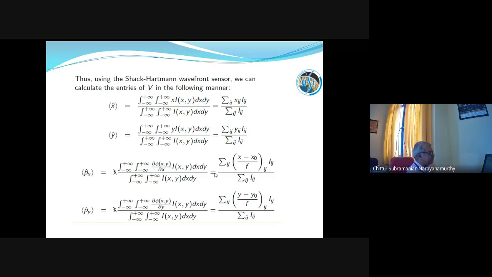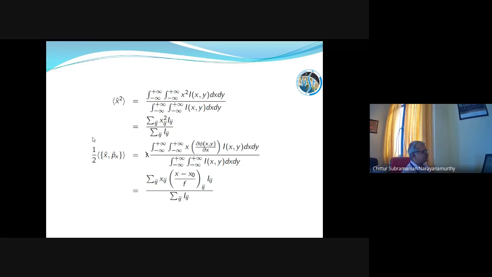We can measure each element of X, Y, Px, Py, which is responsible for the variance, which comprises each element in the variance matrix. So the modulus of X square also we can measure, which is given by this formula, X square I dx dy. Actually, this also can be programmed in MATLAB. There is no difficulty in doing this. Many postgraduate students in physics, or graduate students, can easily do this.